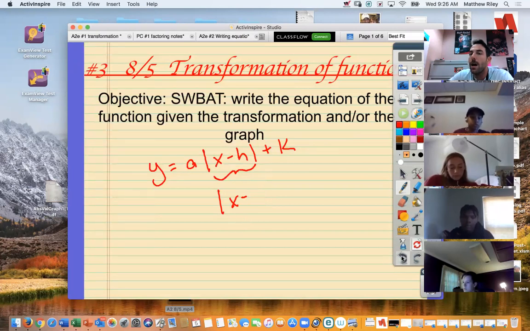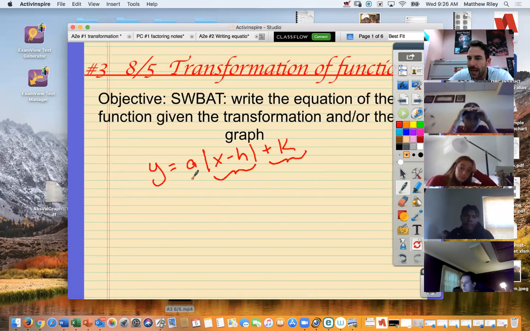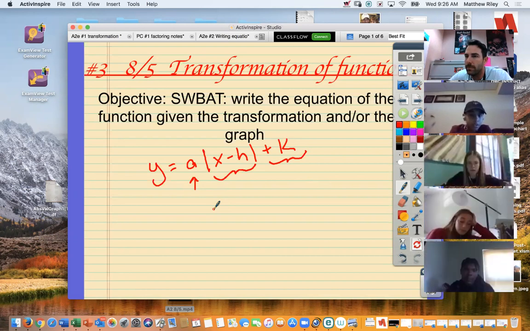Now, what does the k do always? Up or down. The k is always going to move it up or down. The a, well, how do I know if my entire graph opens up or opens down? It opens up if a is positive. If it's positive, it has to open up. If it's negative, then that means it has to open down.